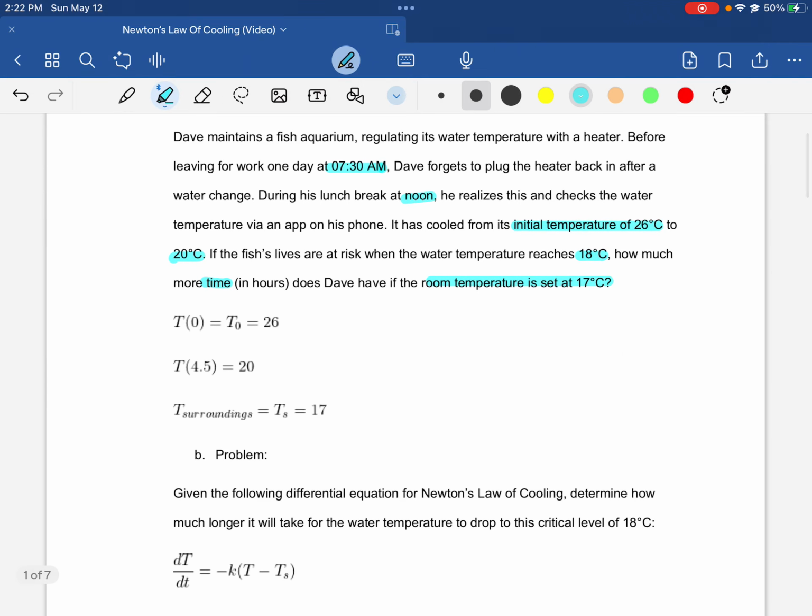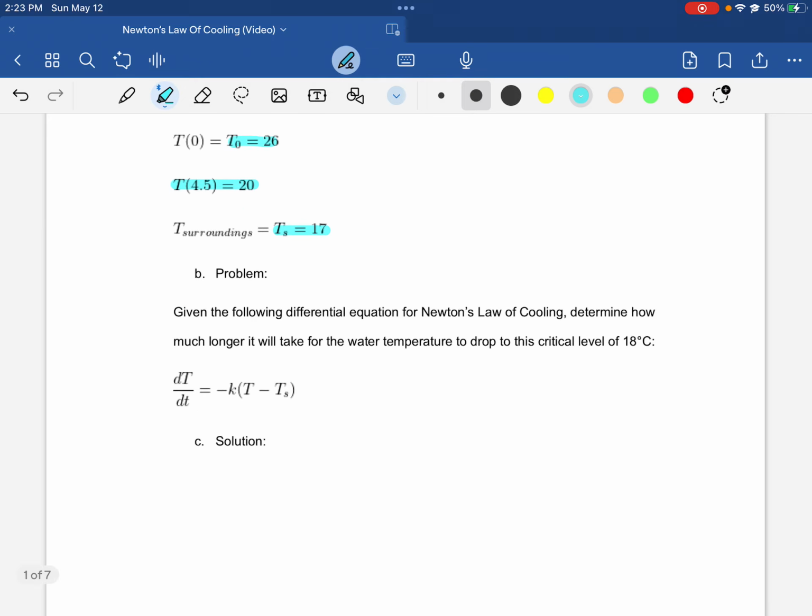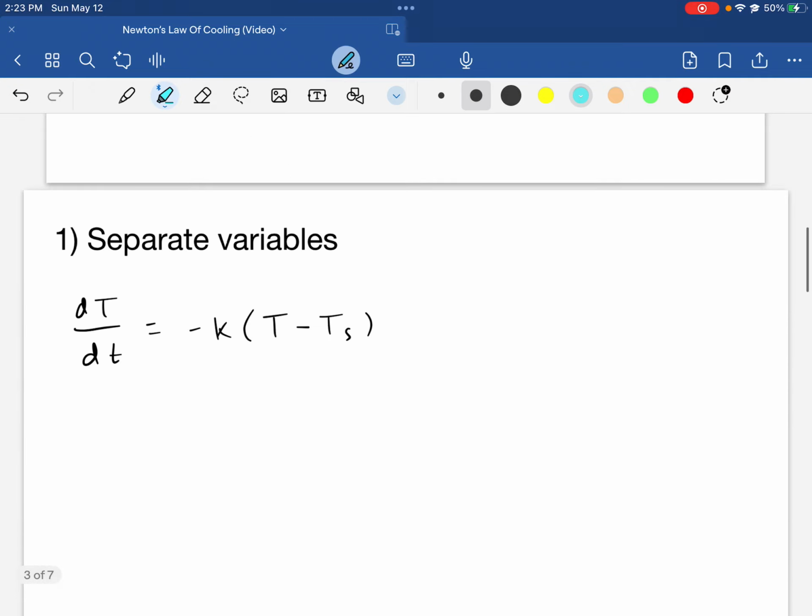So we're given an initial temp of 26, a temperature after 4.5 hours of 20, and a surrounding temperature of 17 degrees. For the problem, given the following differential equation for Newton's law of cooling, determine how much longer it will take for the water temp to drop to this critical level of 18 degrees. So here's our differential equation, and let's go ahead and get started.